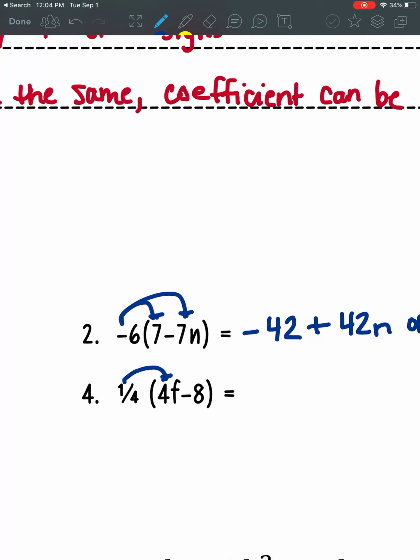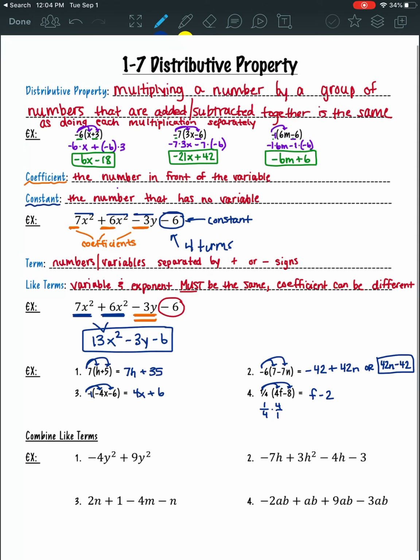And last one, don't let the fractions intimidate you. Think of 1/4 of 4, or we can write it out as 1/4 times 4 over 1. You're going to get 4 over 4 or 1 over 1. So we're going to get 1f. 1f is the exact same thing as just f. Okay? If we just have a variable by itself, there's really a 1 in front of there, but we don't have to write it. And then 1/4 of 8 is 2, so minus 2. Okay? So those are all examples of the distributive property.